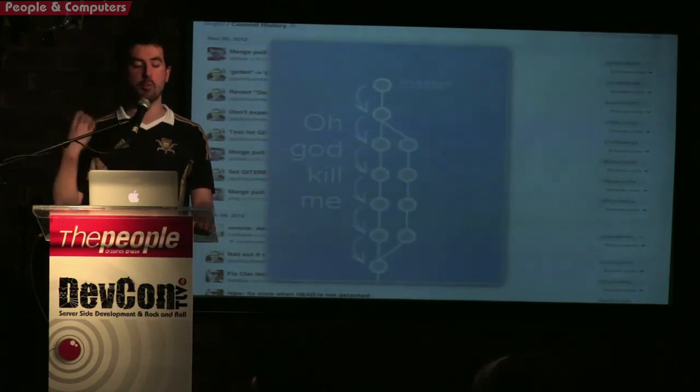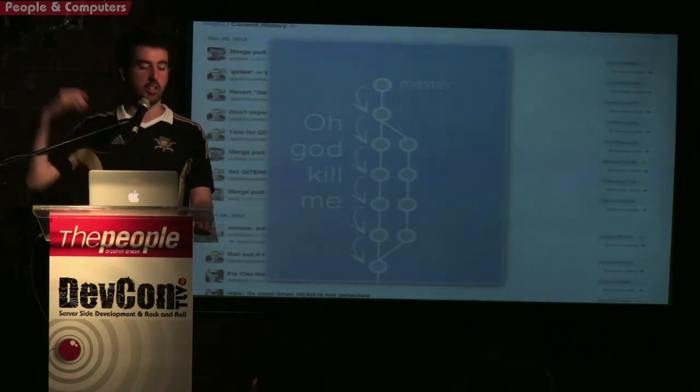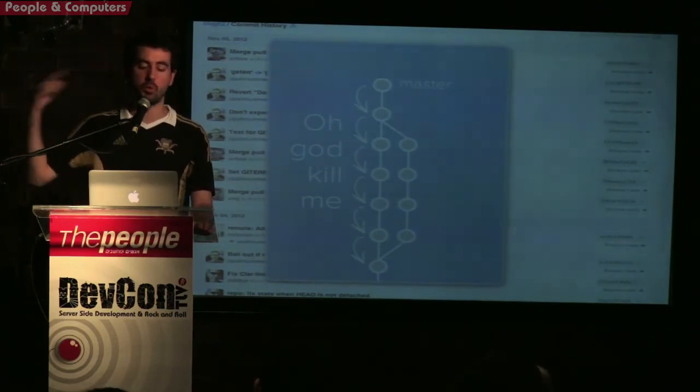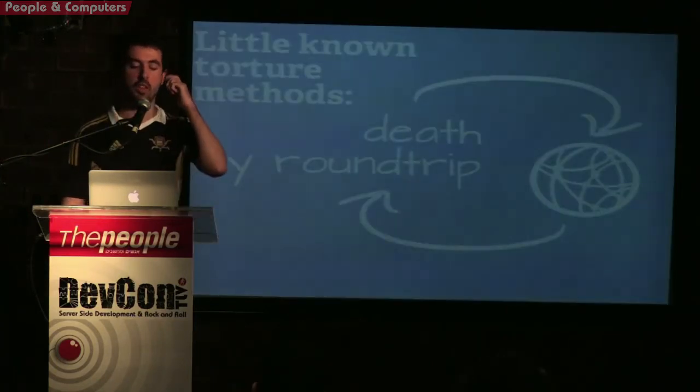Because to show the history, you only know the tip of your branch, you know the tip of the master branch, and you can go to your file server, fetch the tip of the master branch, and bring it back, and then you can parse it, and then you see what's the parent, and when you know the parent, you go back to the file server, and you fetch the parent, and you bring back the parent, and you basically want to kill yourself, because you need to keep doing round trips. It's a little known torture method. It's called death by round trip.